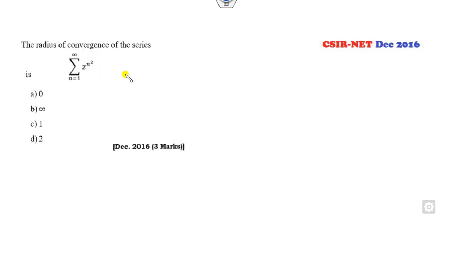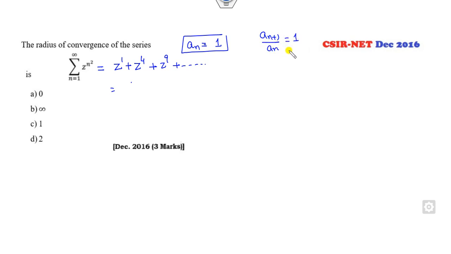The radius of convergence of this series. If you compare, what is the an? an is 1. Whatever is there, if you open them, n is 1, it is 1, then it is 4, then 3 will be 9, and so on. So each coefficient will be 1. So if an is 1, an plus 1 over an is also 1. So the radius of convergence will be 1 over the limit of an plus 1 over an, which is 1 over 1, the right answer.